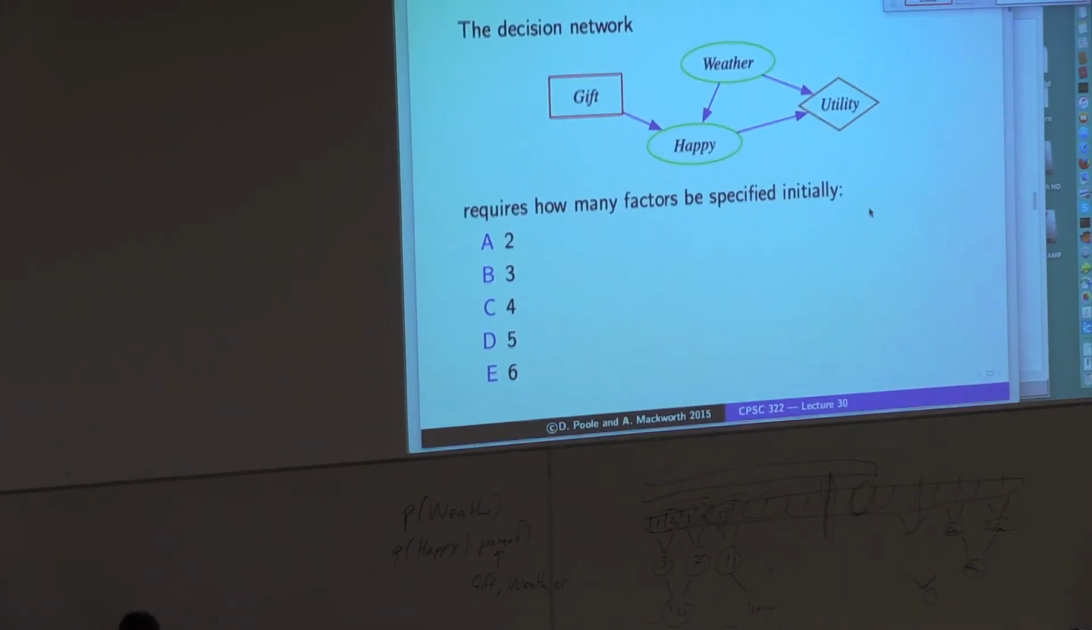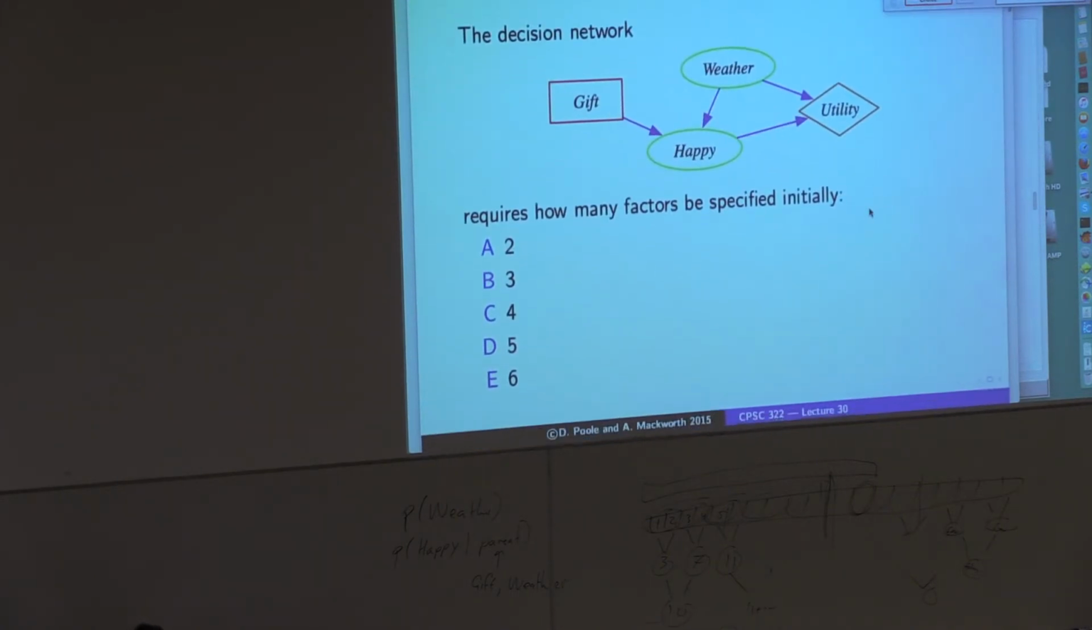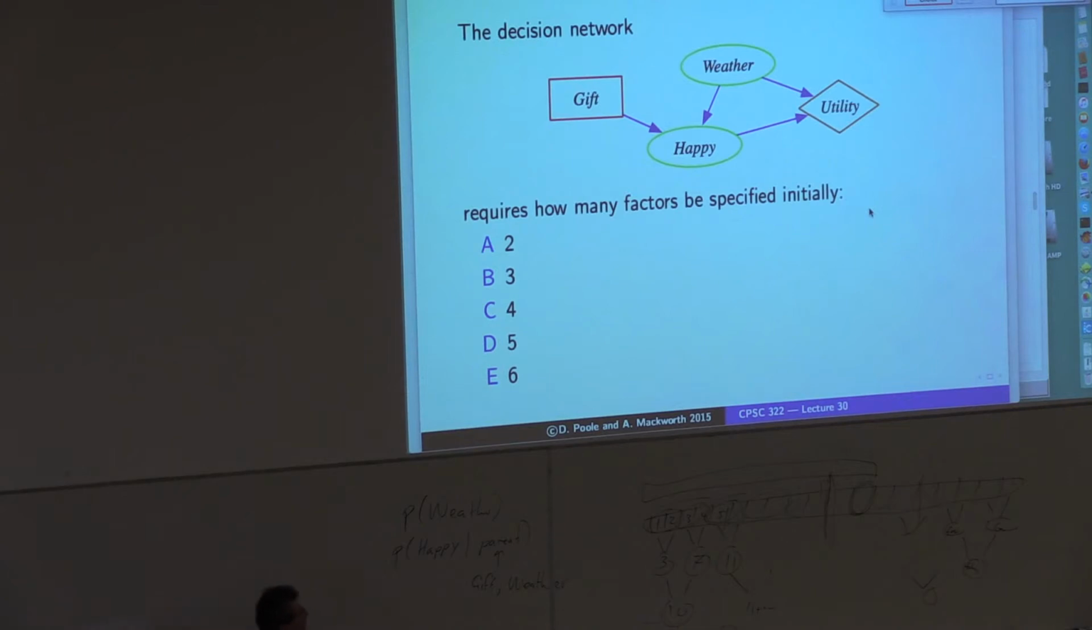All right, we're at this one. This decision network requires how many factors to be specified initially? At least it's easy to read this one.